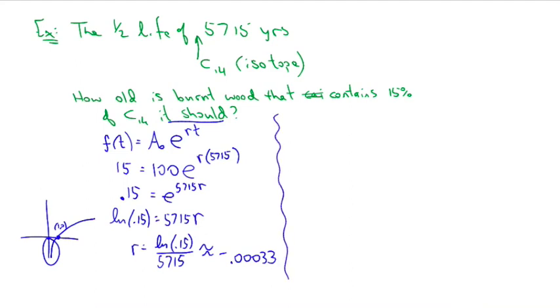How do I find the second half of the problem? How do I find out how old it is? Oh, we actually did it wrong. Shoot. We made a mistake. Where's the mistake? I don't know. If you started off with 100%, after 5,715 years, how much should you have ended up with? It's supposed to be 50. So this is 50, this is 0.5.